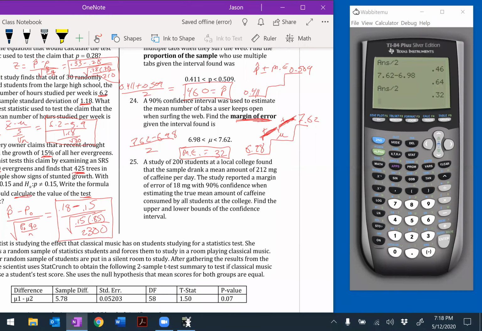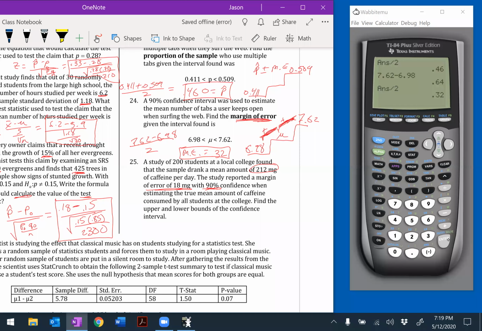Okay, number 25. A study of 200 students at a local college found the sample drank a mean amount of 212 milligrams per day. A study reported a margin of error of 18 milligrams with a 95% confidence when estimating the true mean. Find the upper and lower bounds of the confidence interval. They reported a margin of error of 18. Well, they're already giving us the margin of error. We don't have to calculate the margin of error.